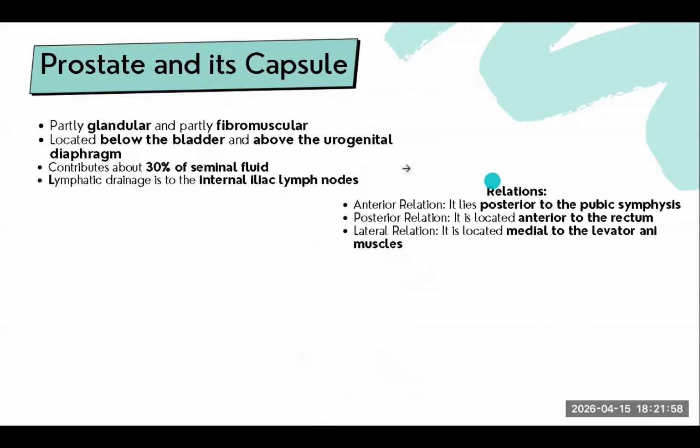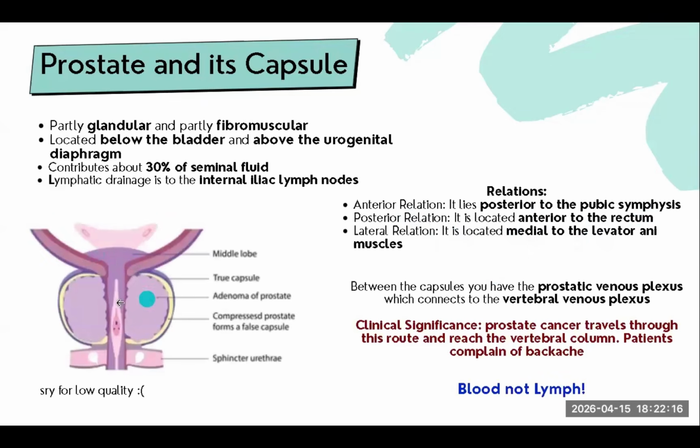The relations of the prostate. Anterior relation: it lies posterior to the pubic symphysis. Posterior relation: it is located anterior to the rectum. Lateral relation: it's located medial to the levator ani muscles. This is an image of a prostate with an adenoma, which simply means a cancer.